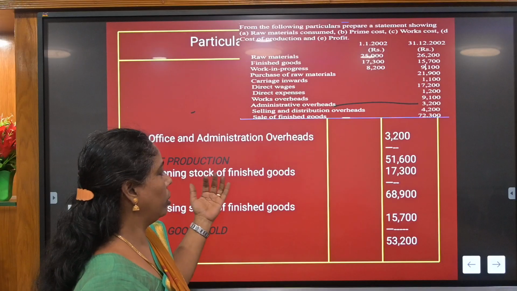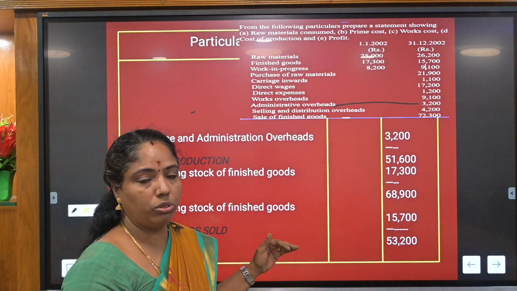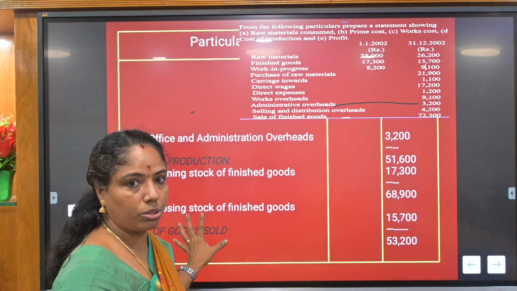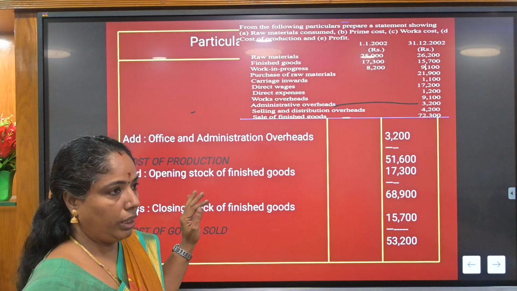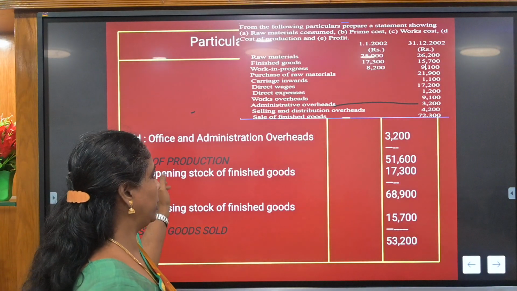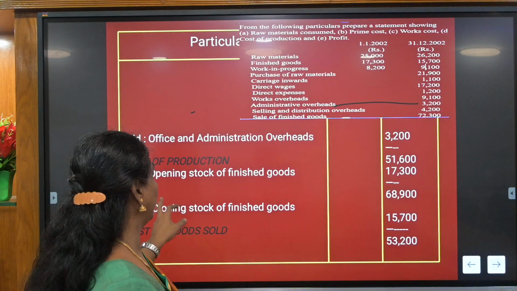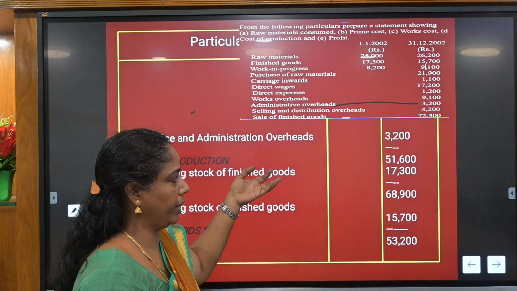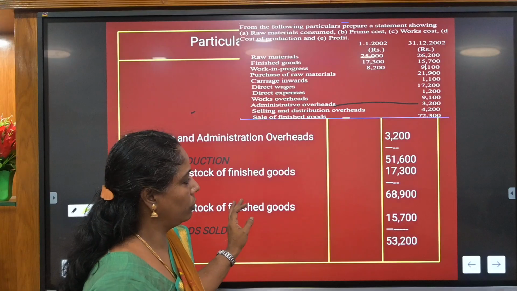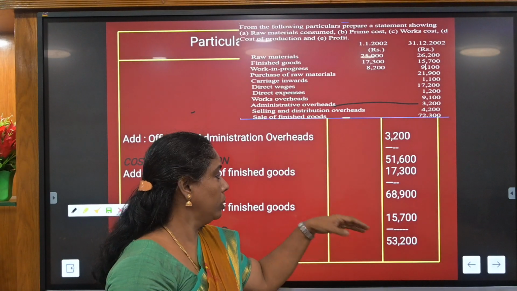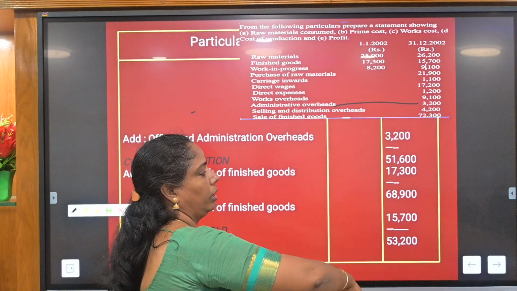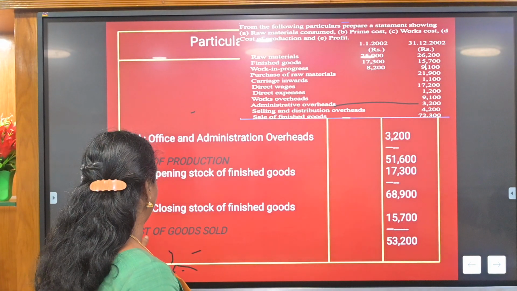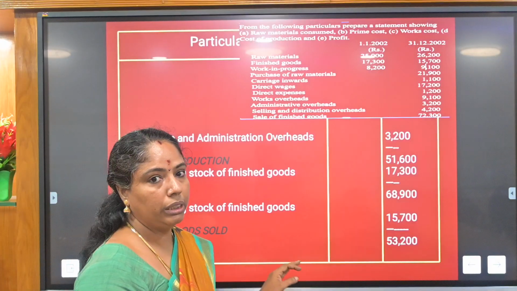If the opening stock of finished goods and closing stock of finished goods are not there in the sum, this answer will be known as cost of sales. If they are there, this answer will be cost of production. So opening stock of finished goods should be added to the cost of production, and closing stock of finished goods we have to subtract from cost of production. This calculation should be done in the outer column. So finally we get cost of goods sold, that is 53,200.